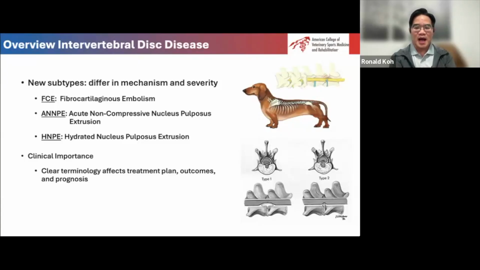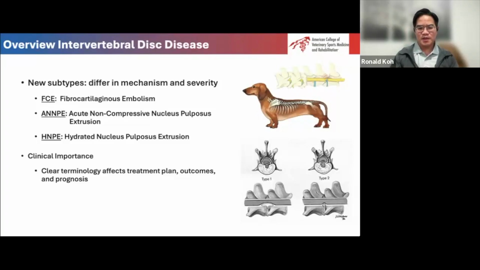ANNPE is usually caused by a high-velocity extrusion of disc material that shoots into the spinal cord, causing pain, but there's little to no residual compression. So usually it's not a surgical case. HNPE is caused by hydrated material extruded into the spinal cord and often causing some ongoing compression.